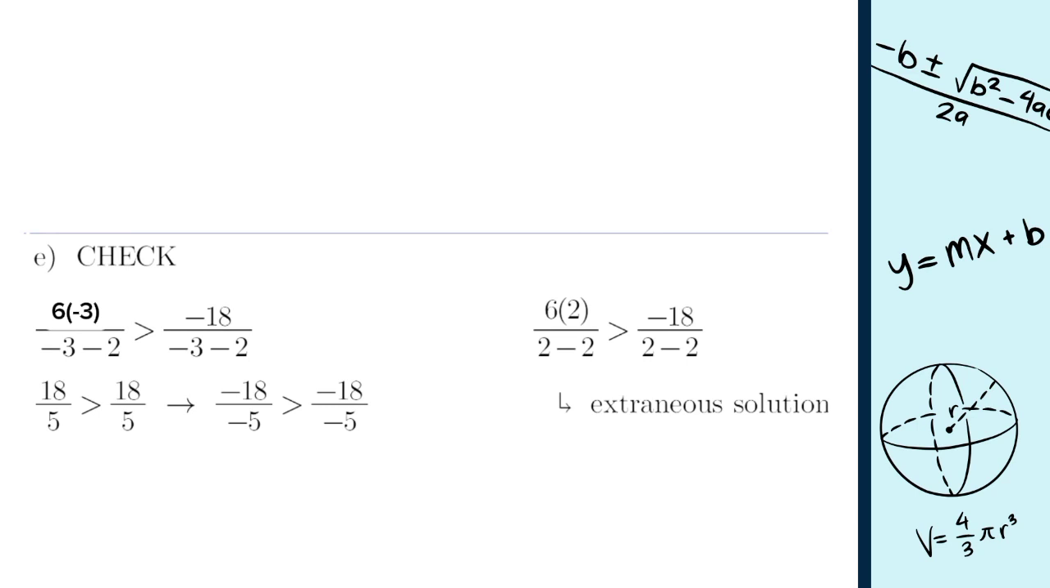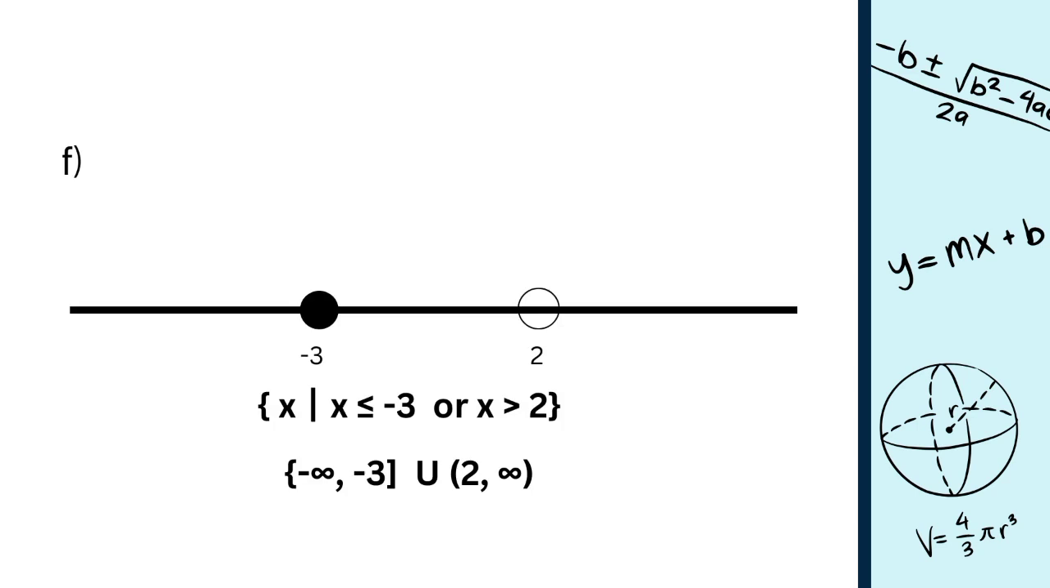For the second value of x, 6 times 2 over 2 minus 2 greater than negative 18 over 2 minus 2. It is an extraneous solution. X such that x is less than or equal to negative 3 or x is greater than negative 2. Negative infinity to negative 3 union, positive 2 to positive infinity.